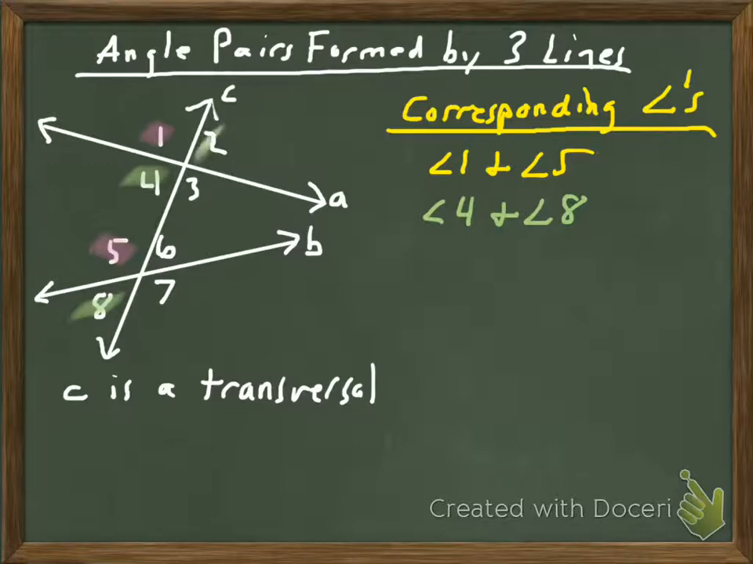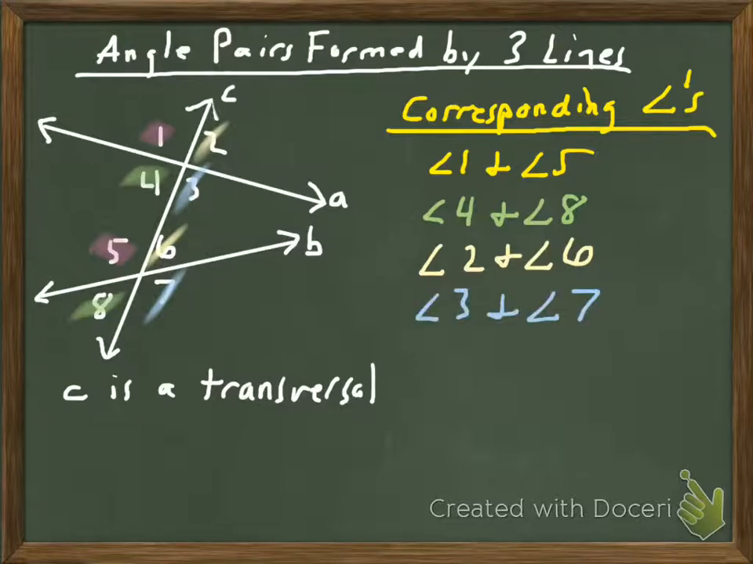As are angles 2 and 6, they're the top right angles at their respective intersections. And then, of course, angle 3 and angle 7, which are the lower right angles at their respective intersections. Alright, that's corresponding angles. But there are some other types of angle pairs that I need you to know about.